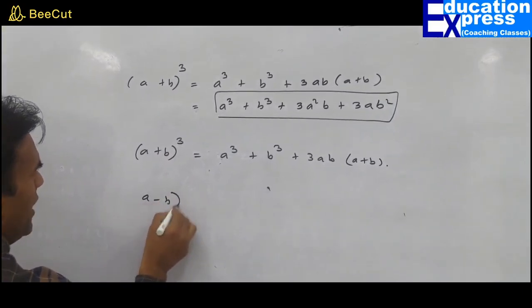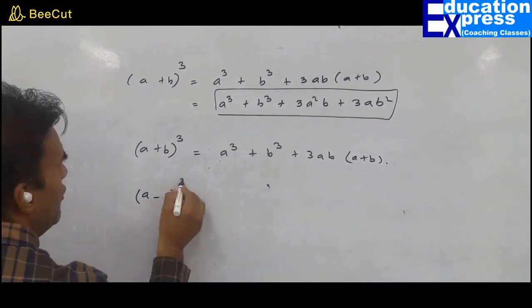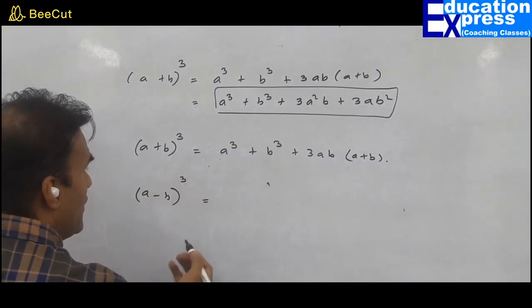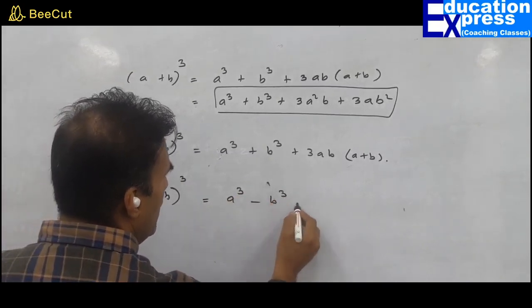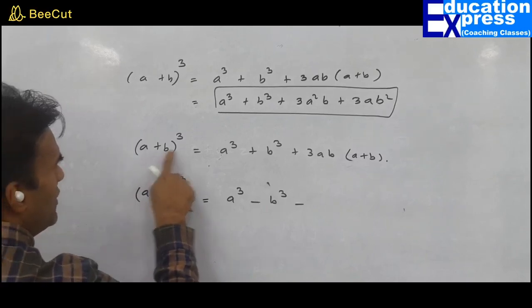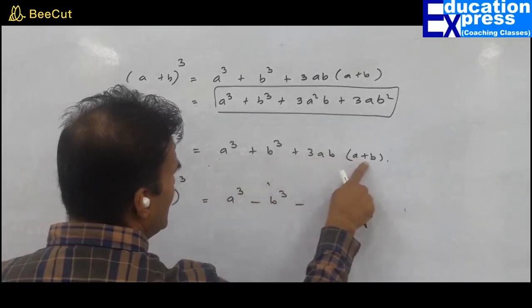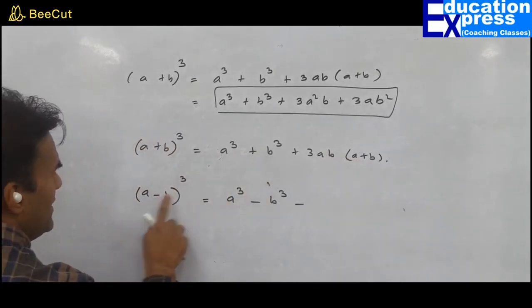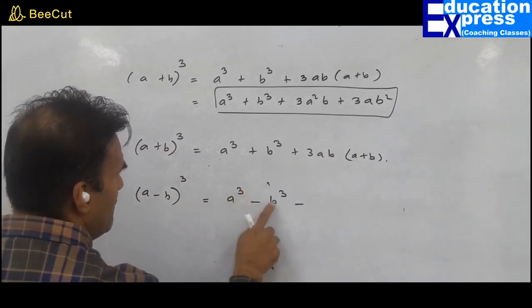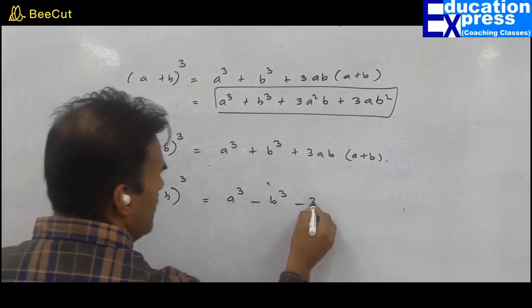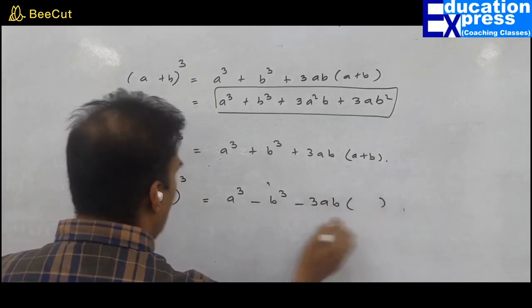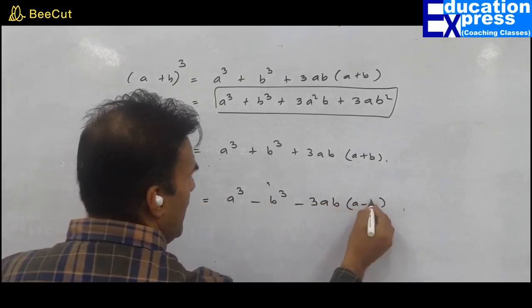Same way, in case you have a minus b the whole cube, my result would be a cube minus b cube minus, see, everywhere wherever plus was there, since over here minus is there, a cube minus b cube minus 3 into a into b, and then the same thing, a minus b.